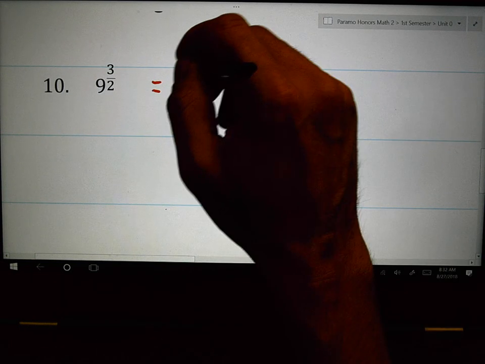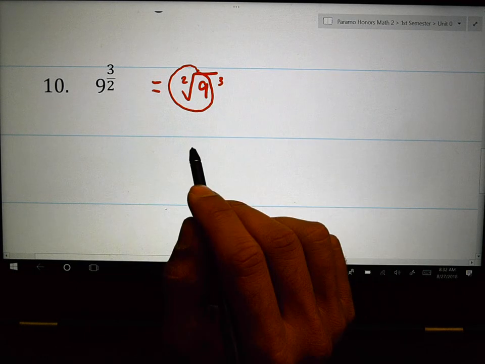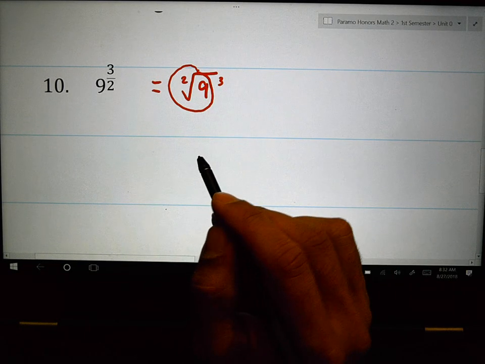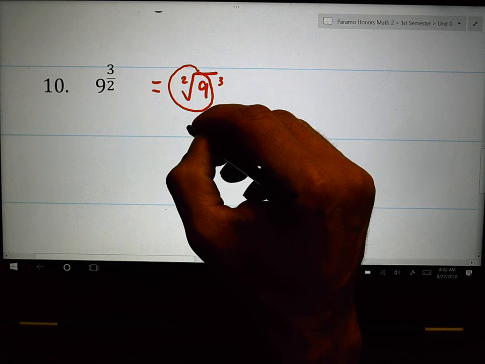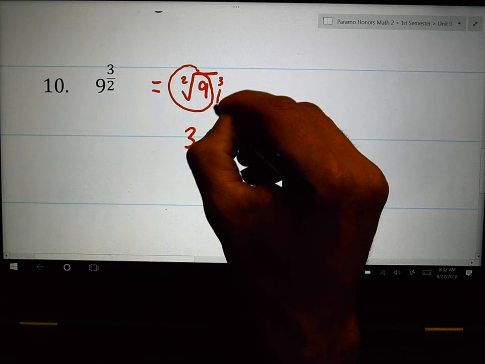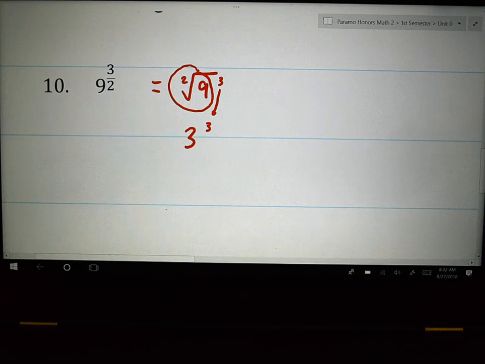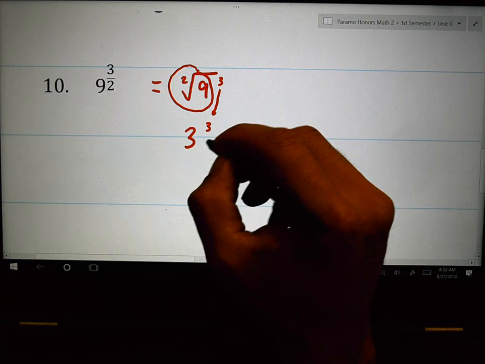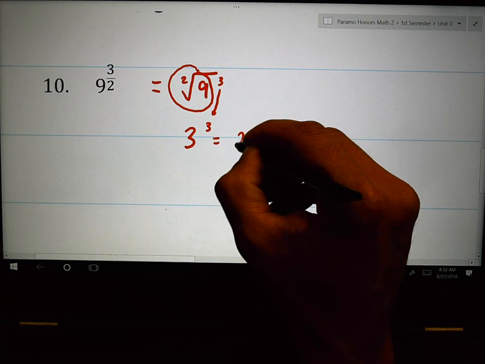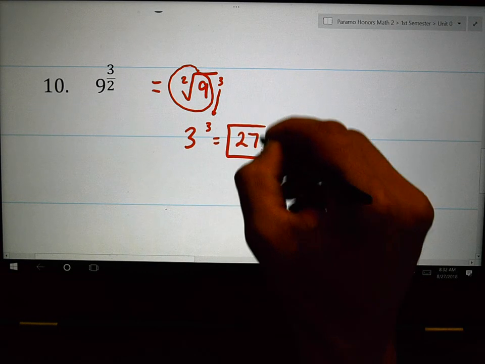Let me circle this. Can you do that first? What is the square root of 9? I bet you know what it is. 3. And then you still have this exponent to deal with for that group. 3 to the third. And I bet you know what 3 to the third is. Your final answer would be 27.